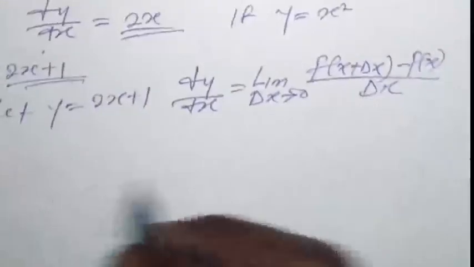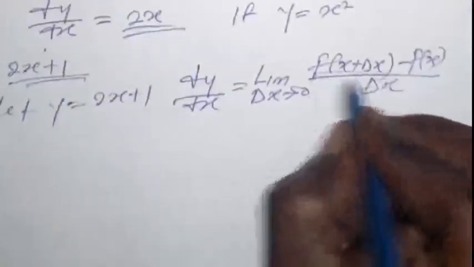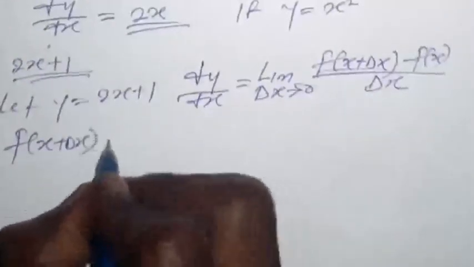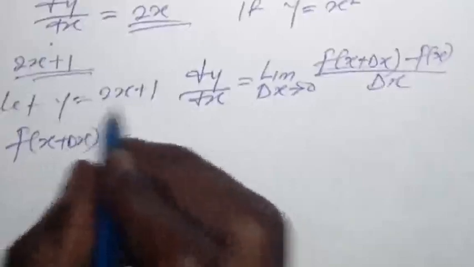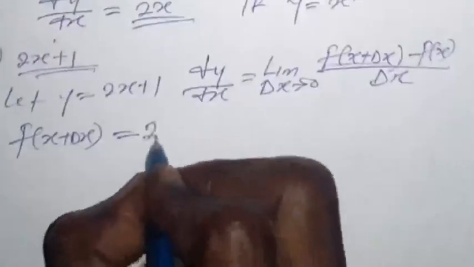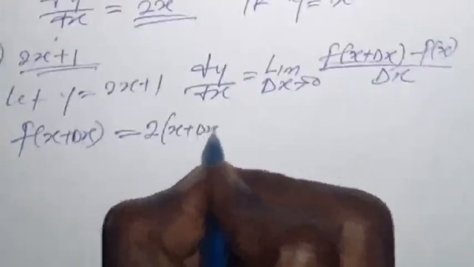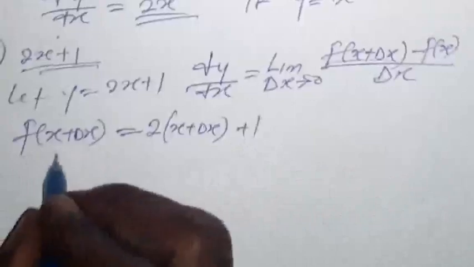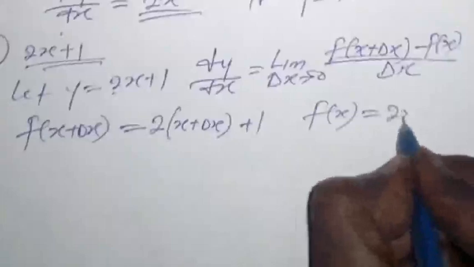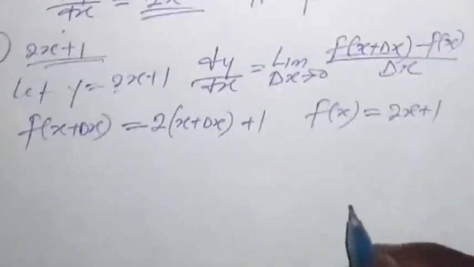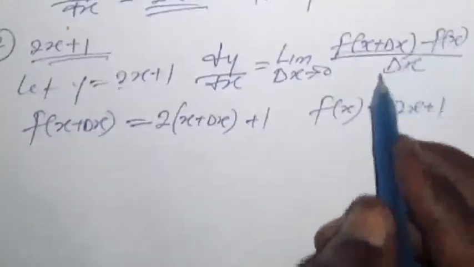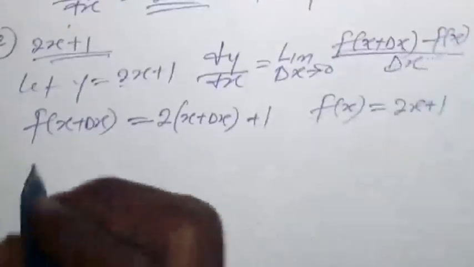As we usually apply, we have to evaluate the first function, that is function of x plus delta x. We said that wherever we see x in the expression, we substitute it with x plus delta x. Therefore, we have 2 open bracket x plus delta x plus 1. That is our function of x plus delta x. And function of x is the function given, that is 2x plus 1. Then we are going to evaluate the top expression, function of x plus delta x minus function of x.